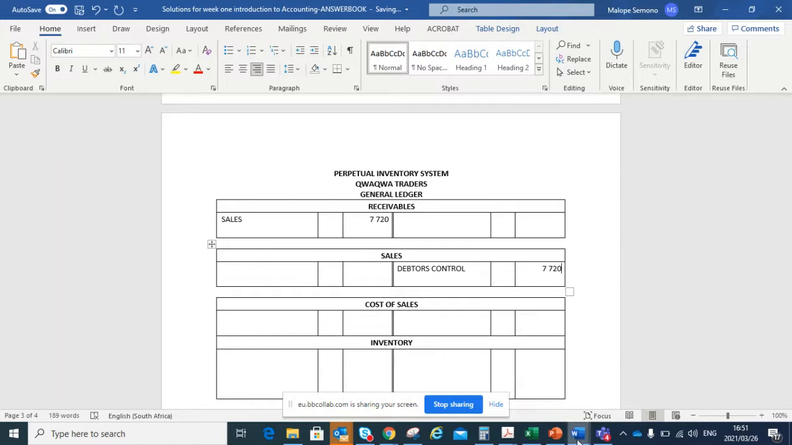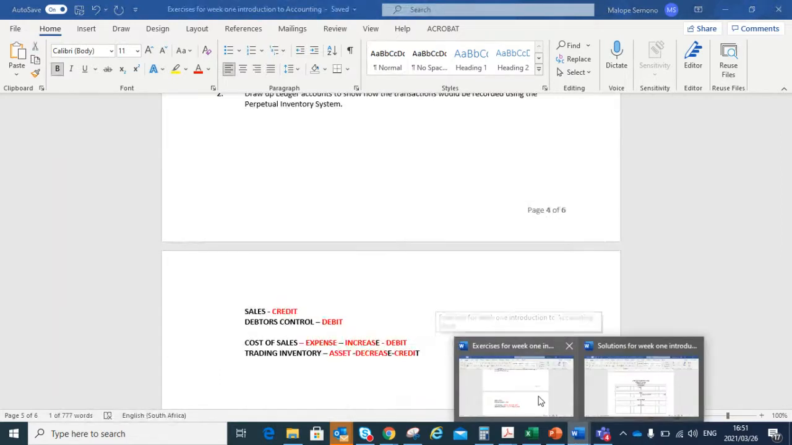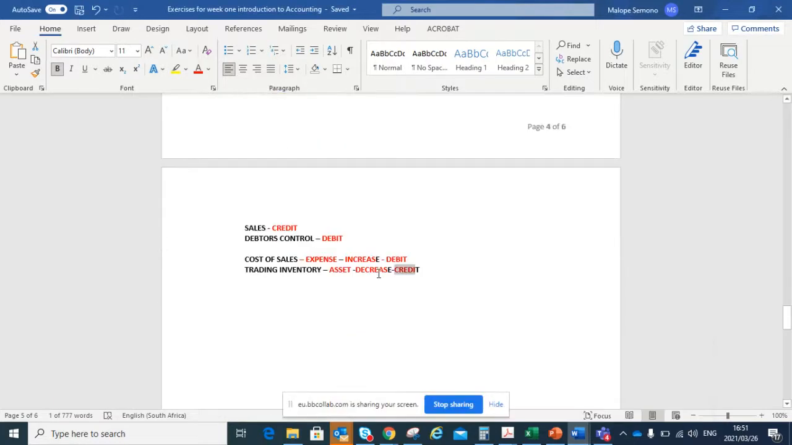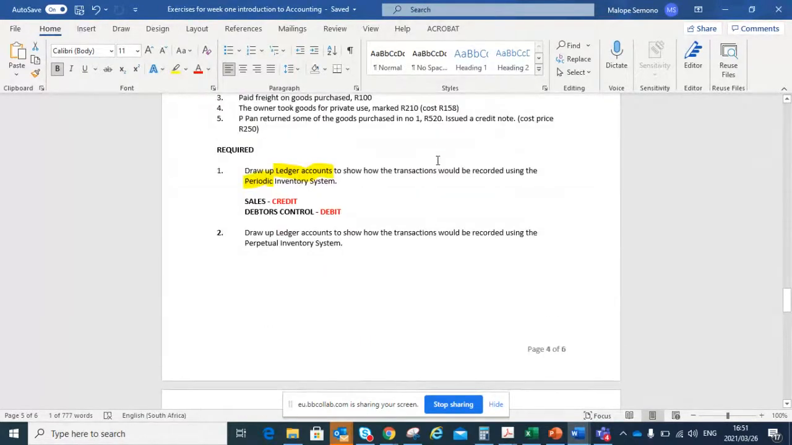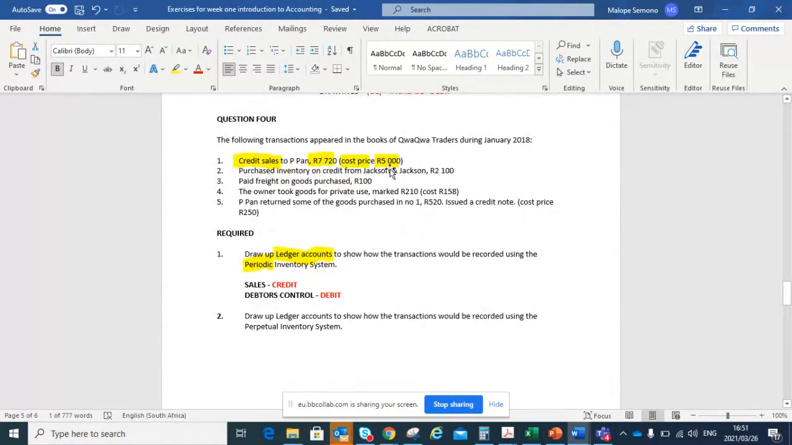But now can you see under perpetual I've got accounts for what? Cost of sales and inventory. So I must go and check the way I analyzed. We said cost of sales will be debited. Can you see now? And trading inventory will be credited. Remember, this is what we did. So we know where to go. Under cost of sales, I'm going to record on the debit side. Under trading inventory, I'm going to record on the credit side. But the cost price is how much? We go and check. The cost price now is 5,000.